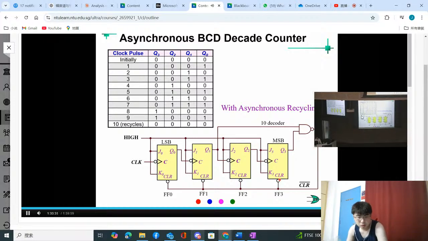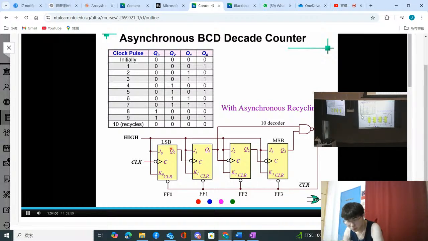Because this is the clear signal, there's a bubble here. So it means there's a clear bar, to clear the flip-flops. So when you count to 10, then you quickly reset. When you quickly reset, it's not very quick because actually there's some delay in this NAND gate. So it will still show a little bit of glitch if this NAND gate delay is very long. But this is the best we can design using the asynchronous circuit.